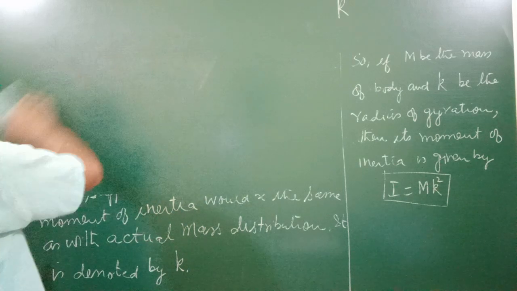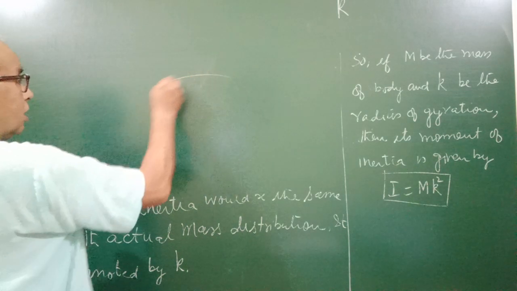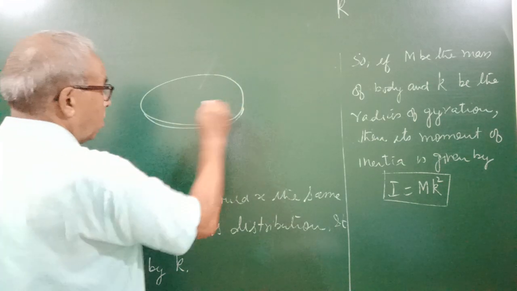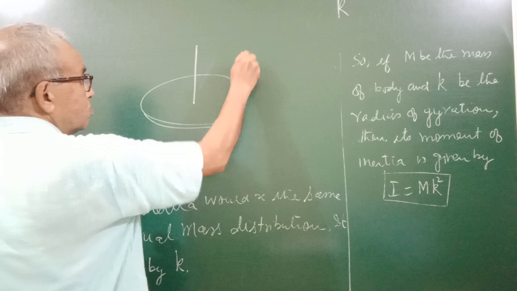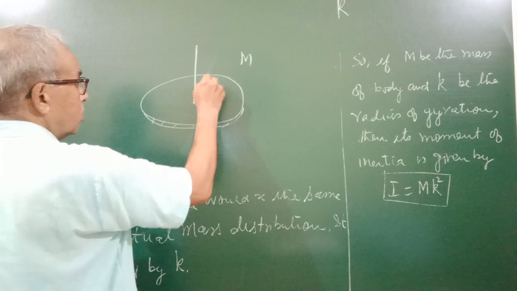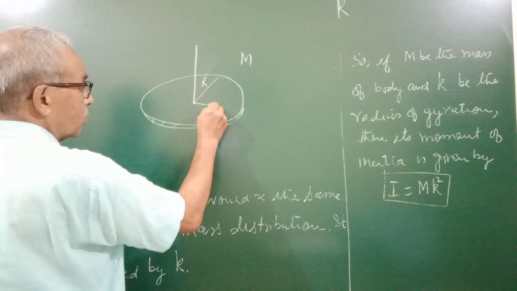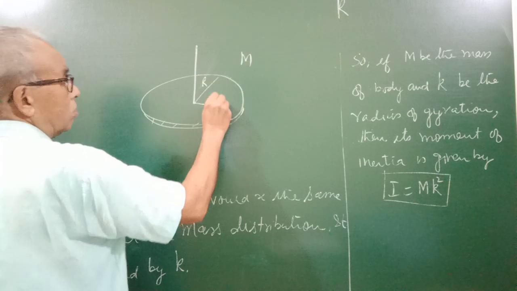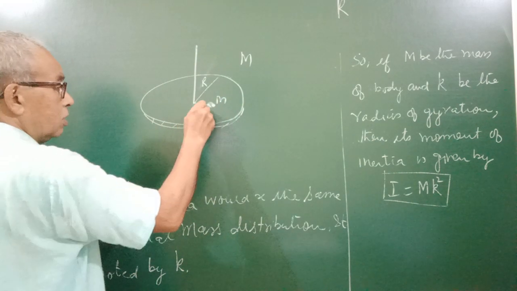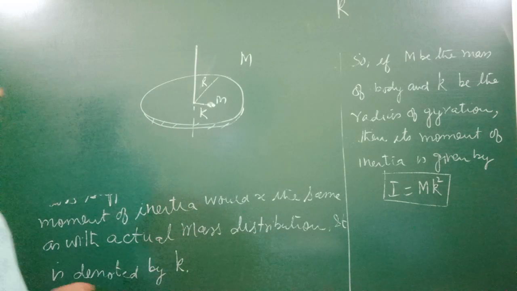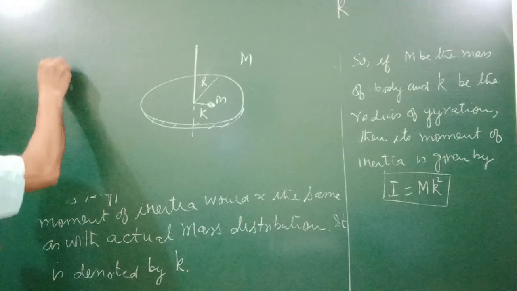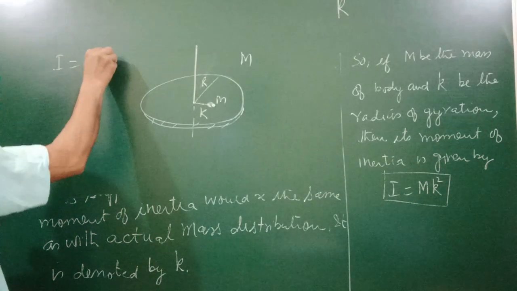For example, suppose it is a disk of mass m and radius r. Now the whole mass I am supposed to consider here, this whole mass instead of the actual mass distribution. Then this is k here. So moment of inertia in terms of the radius of gyration is I equal to mk square.